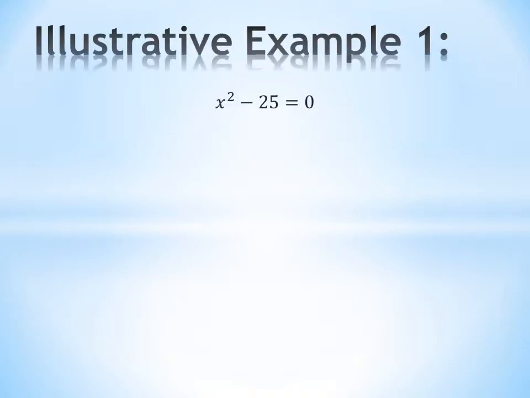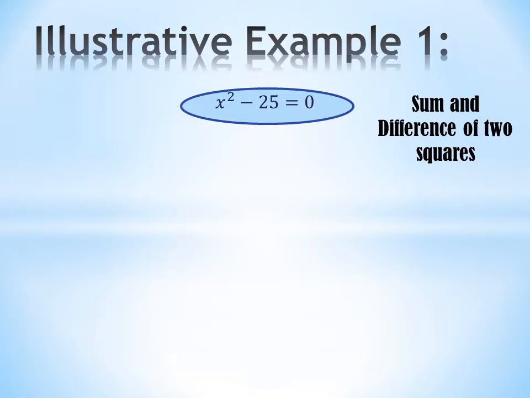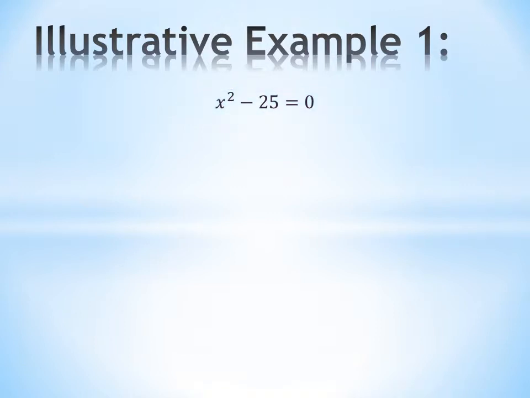For us to understand further, let us have our illustrative example number 1. We have the polynomial equation x squared minus 25 equals 0. Notice that this polynomial equation is a special product which can be factored by the sum and difference of two squares. Factoring our polynomial equation, we have the factors x plus 5 times x minus 5 equals 0. Since we have factored completely our polynomial equation, we will now equate each factor to 0.